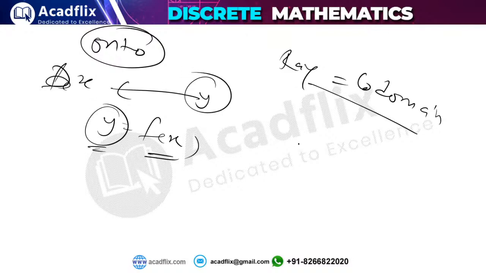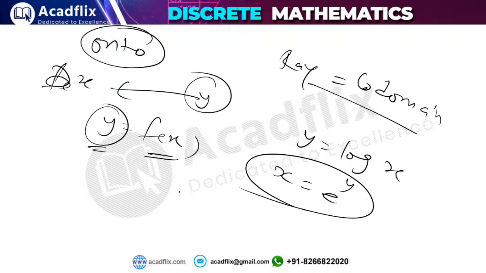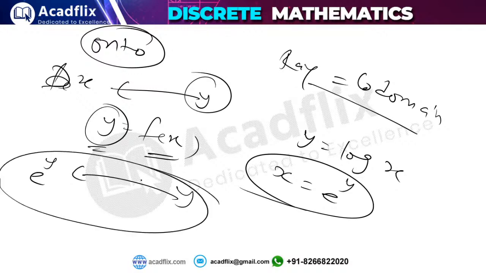For example, you saw the log x function was an onto function. Why? Because y is equal to log x. From here you can find x is equal to e to the power y. So you can see that every element y has a pre-image. What is that pre-image? That pre-image is e to the power y. So we can say that this log function is an onto function.